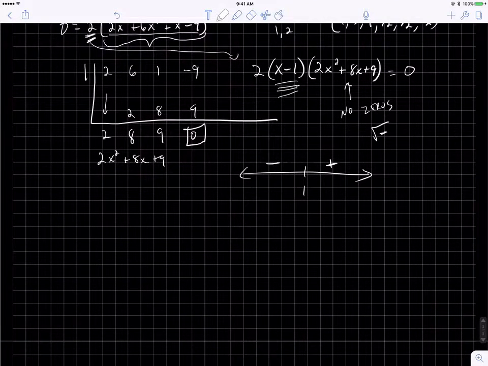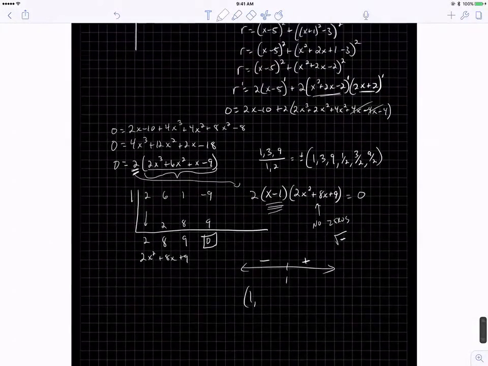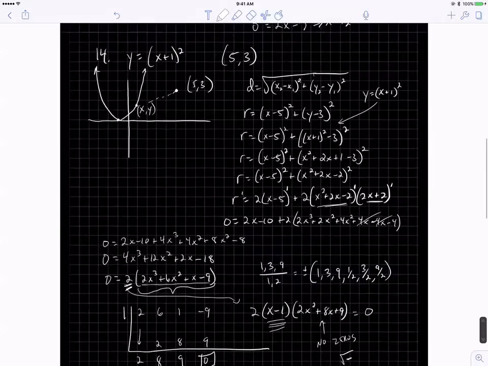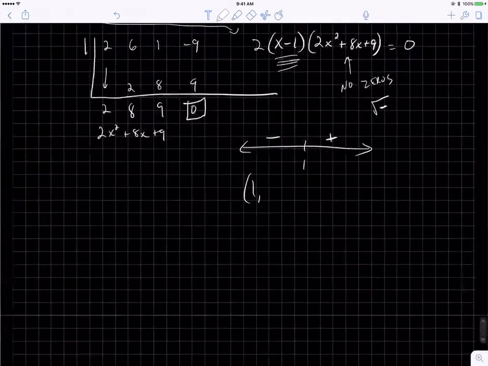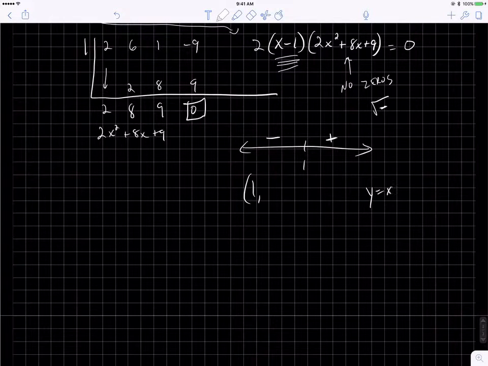So that's the minimum at 1. I plug 1 back into the original equation, which was x plus 1 squared. So I get 4. That's the point that's closest.